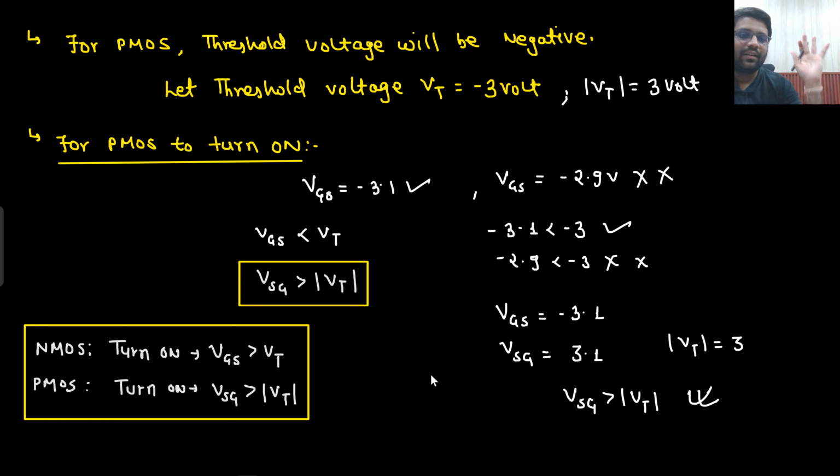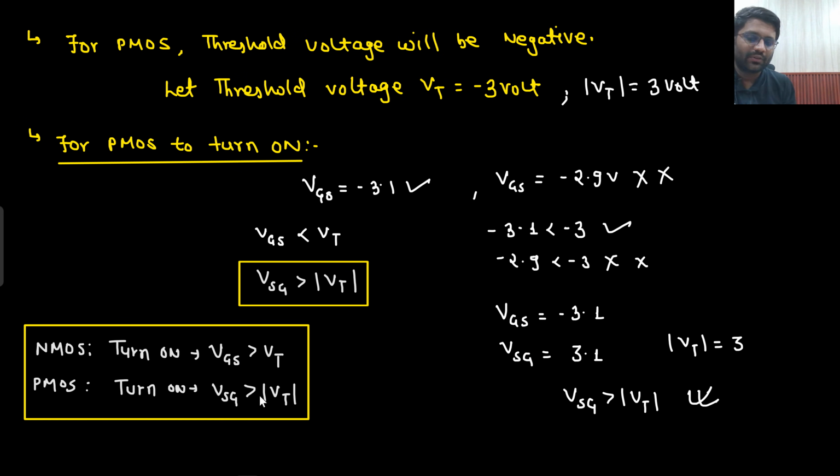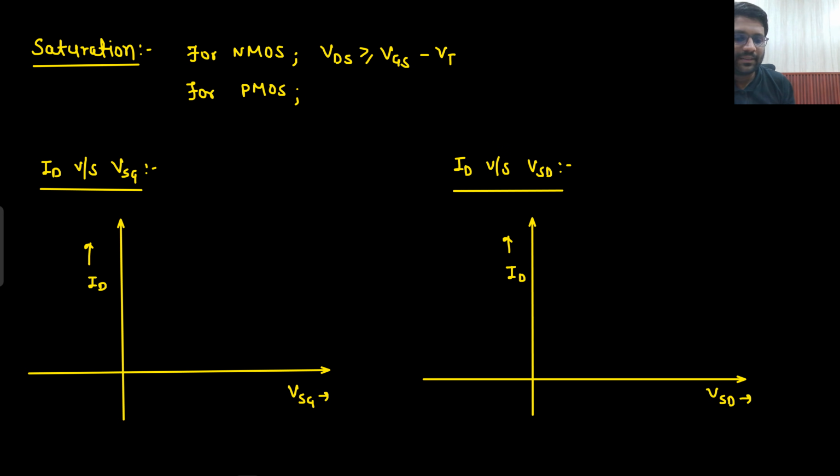Negative sign we have eradicated. If I am writing down VSG, I know that it will be positive because source will be at higher potential. 0 is at higher potential than this particular potential, right? So VSG should be greater than mod of VT. Similarly, here what I will write down. For saturation, this was the condition: VDS should be greater than or equal to VGS minus VT. Here I will write down VSD should be greater than or equal to VSG minus mod of VT.